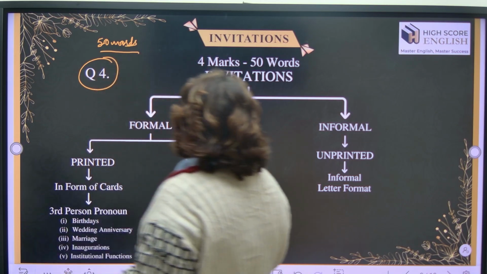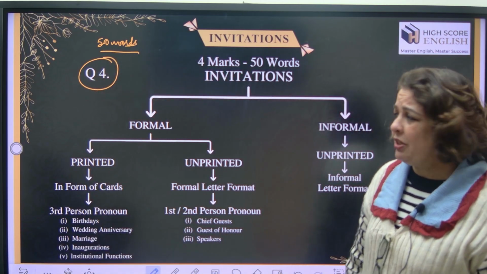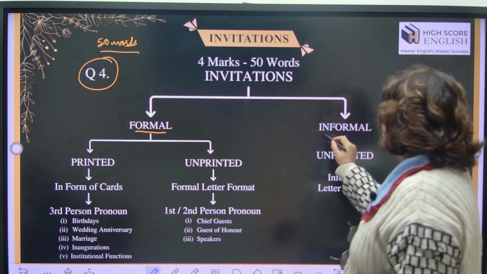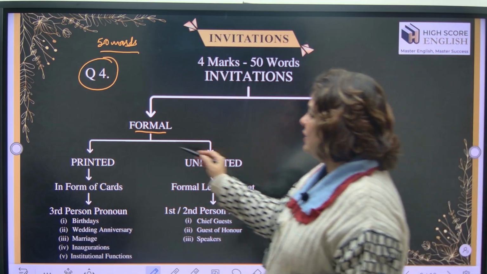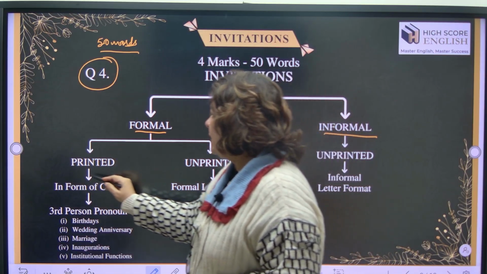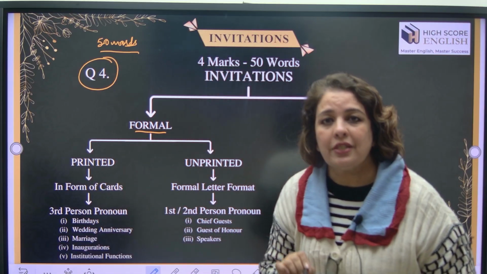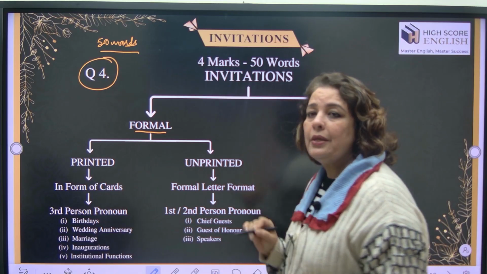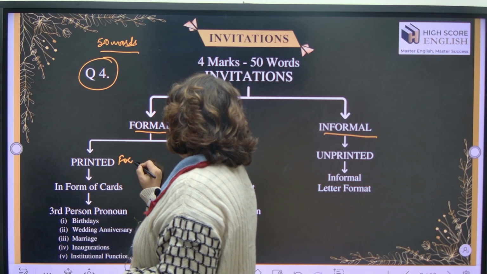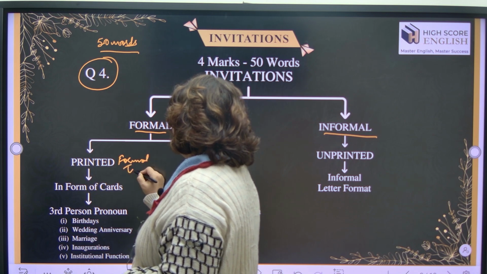Now we'll first start with invitations. Invitations are of 2 types, formal and informal. Formal is further segregated into 2, that is printed formal invitation, and the next one is unprinted formal invitation. Printed formal invitation, this is what it is.